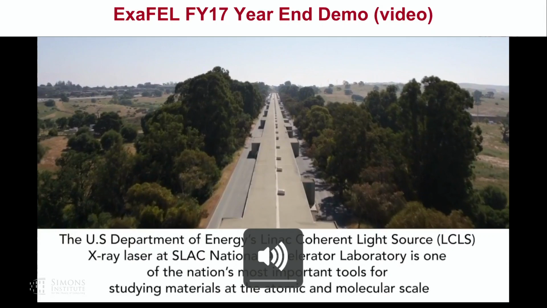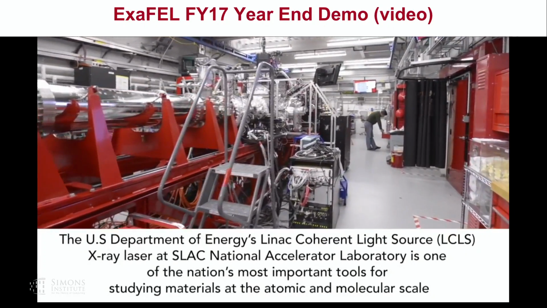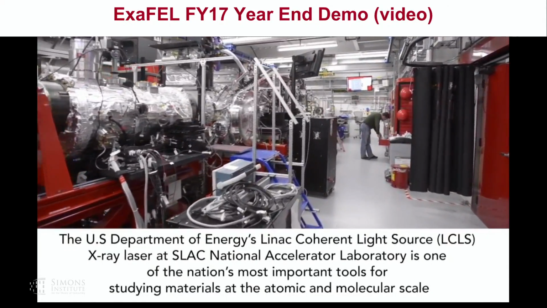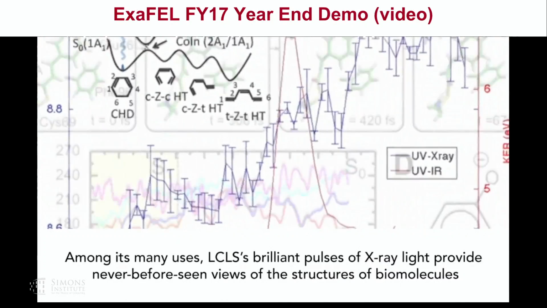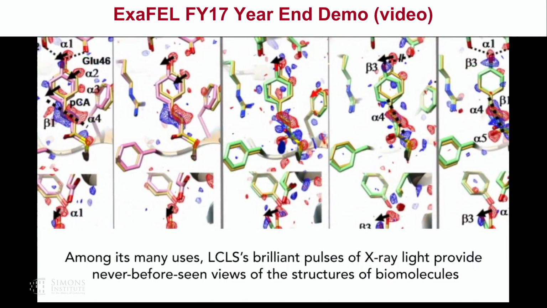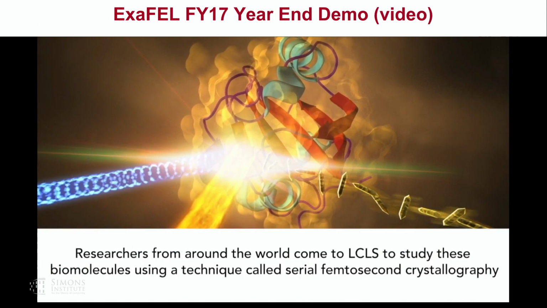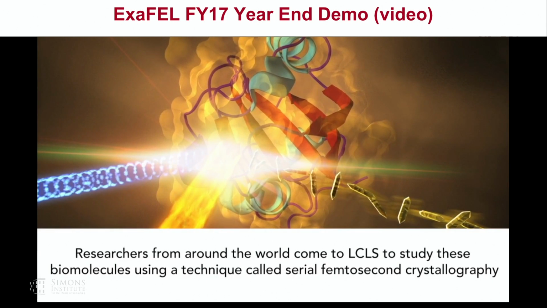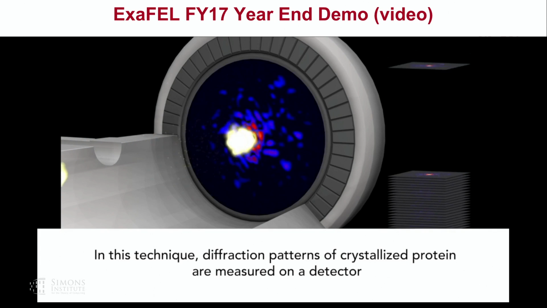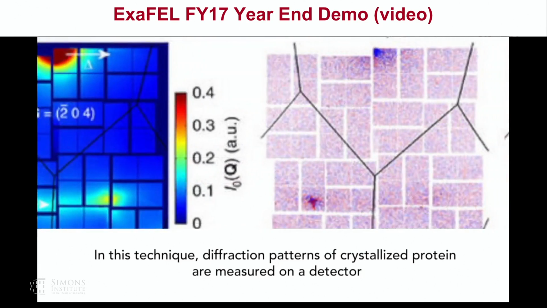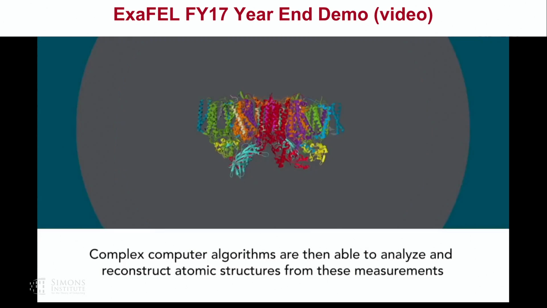Department of Energy's Linac Coherent Light Source X-ray laser at SLAC National Accelerator Laboratory is one of the nation's most important tools for studying materials at the atomic and molecular scale. This is the CXI. Among its many uses, LCLS's brilliant pulses of X-ray light provide never-before-seen views of the structures of biomolecules. Researchers from around the world come to LCLS to study these biomolecules using a technique called serial femtosecond crystallography. In this technique, diffraction patterns of crystallized protein are measured on a detector. Complex computer algorithms are then able to analyze and reconstruct atomic structures from these measurements.